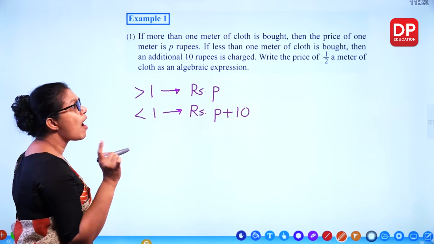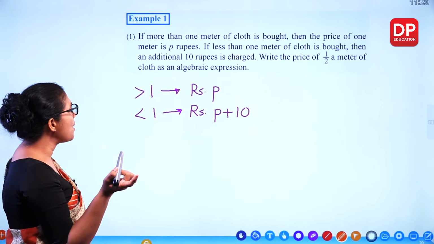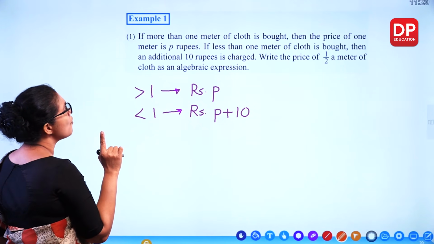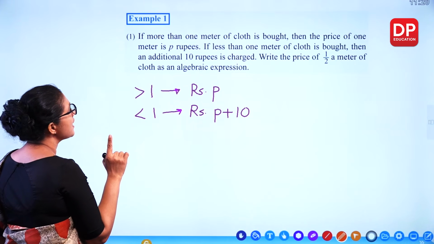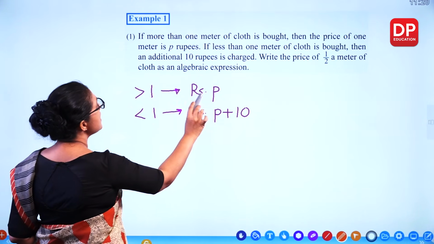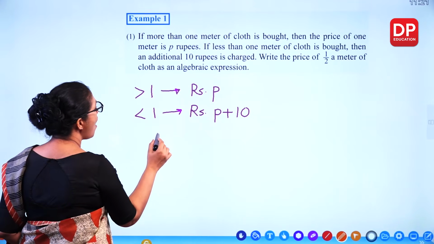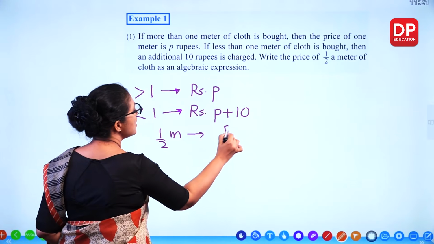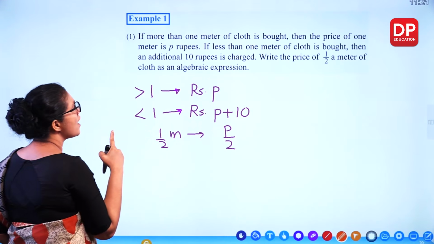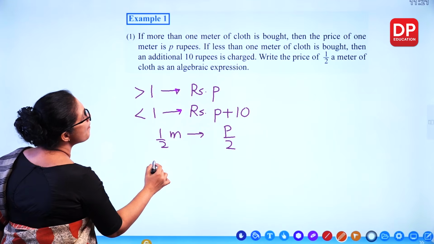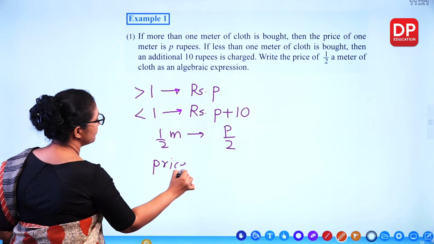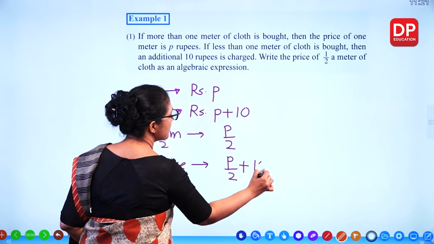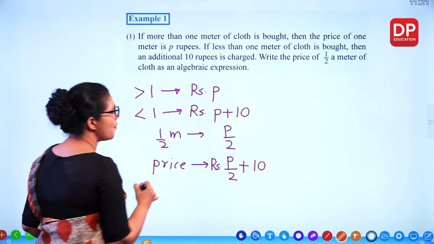Write the price of half a meter. Half a meter means less than 1 meter, so you have to take this one. So 1 meter is p rupees. So for half of a meter, what's the price? P over 2. But the additional charge is 10 rupees. So the price becomes p over 2 plus 10. This is in rupees.